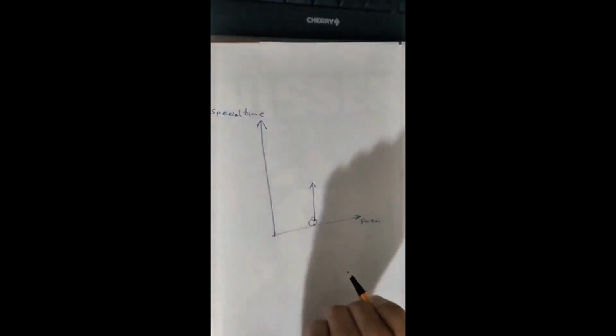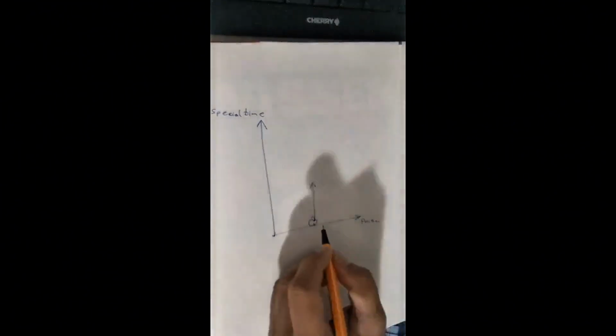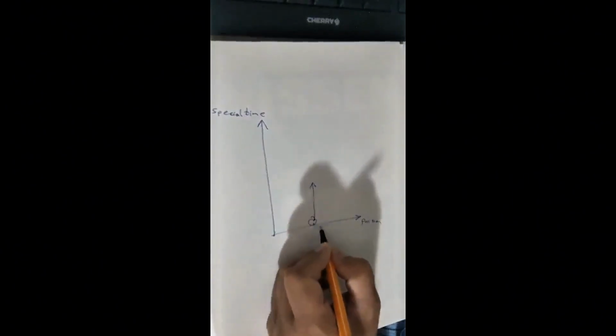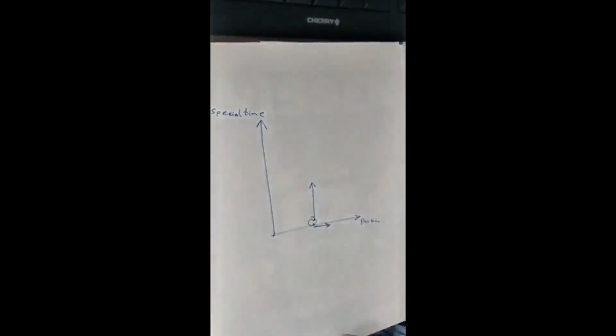Now just consider that this apple is moving, like it is moving in position with a velocity.